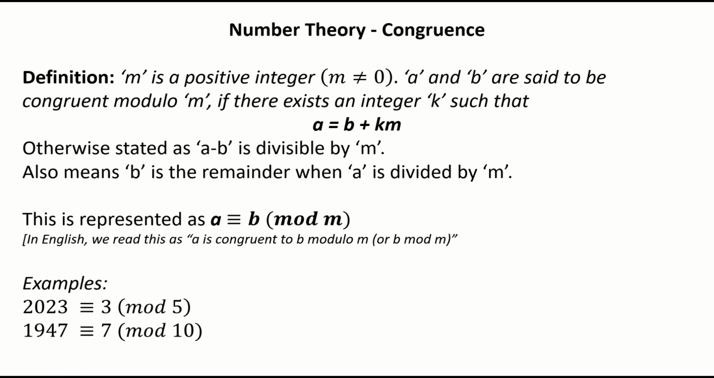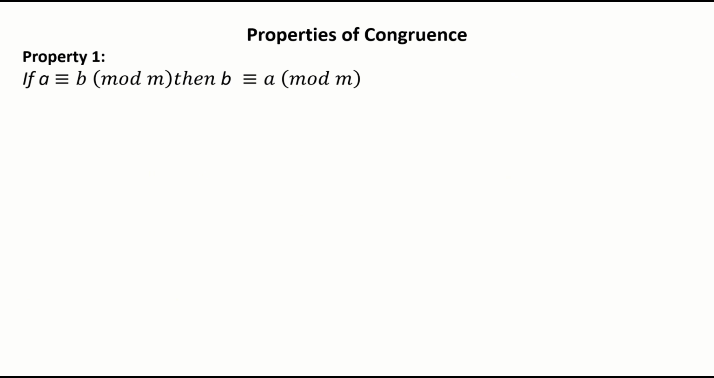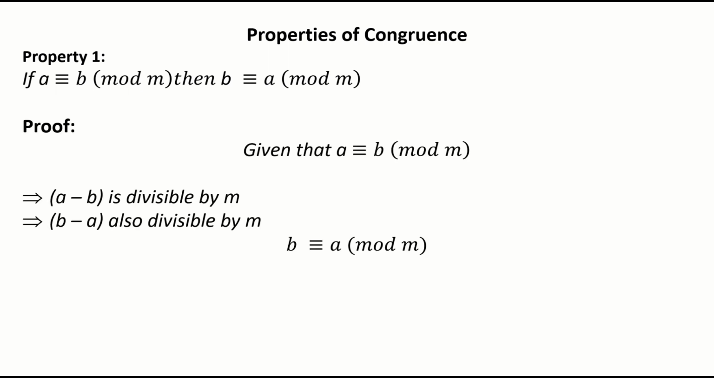Let's learn the properties of congruence, which are useful to solve several problems. Okay, first property. If a is congruent to b modulo m, then b is also congruent to a modulo m. This is very easy to understand. Just a simple proof. It is given that a is congruent to b modulo m. That means a minus b is divisible by m. That means b minus a is also divisible by m. So you can put b is congruent to a modulo m. Simple.